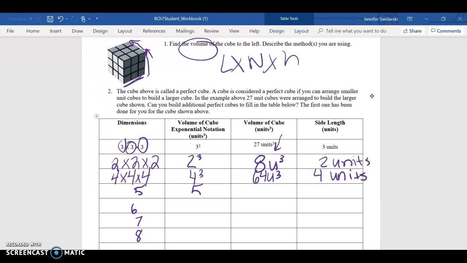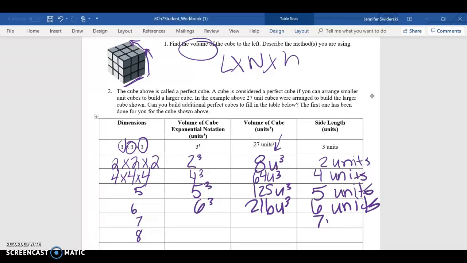I know 5 cubed would be 5 times 5, which is 25. And 25 times 5 is 125 units cubed. Side length is 5 units. 6 would be 6 cubed. 6 times 6 is 36. 36 times 6 is 216 units cubed. Side length of 6 units. Side length of 7 units. Side length of 8 units.